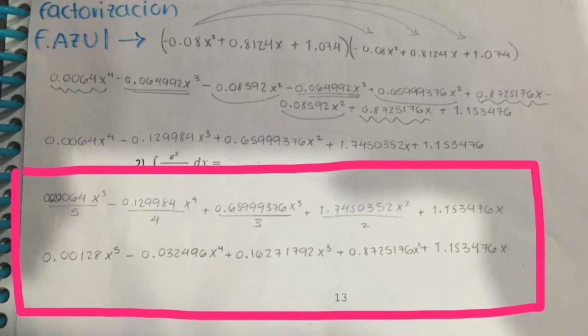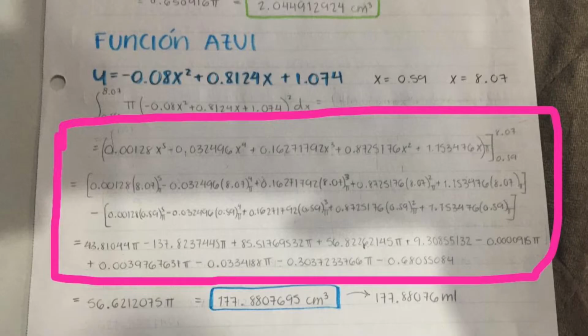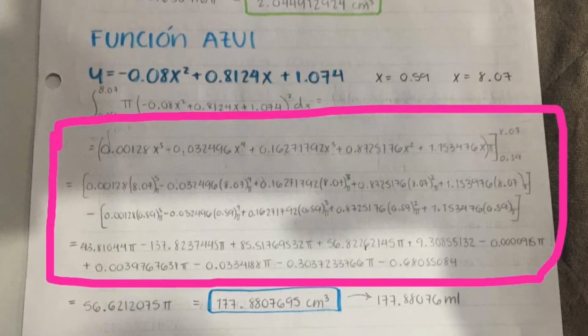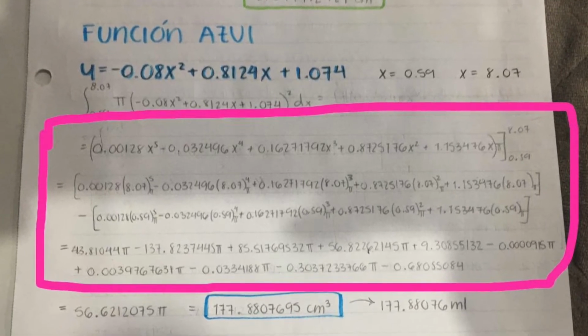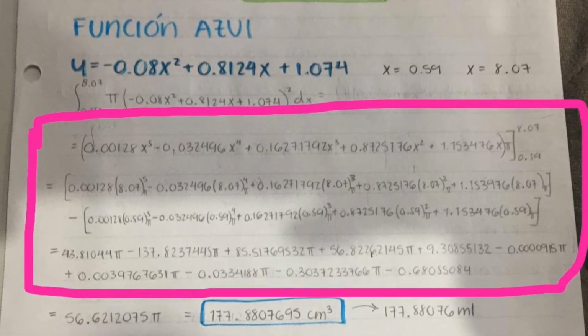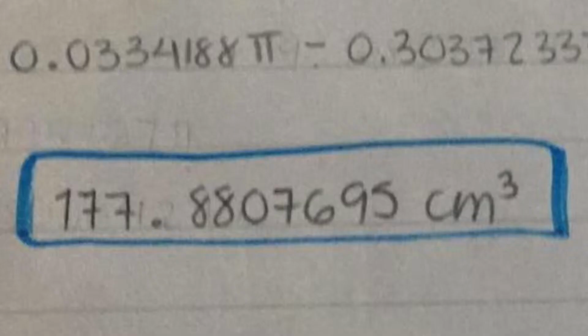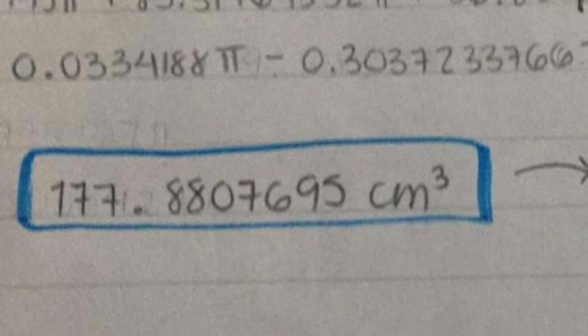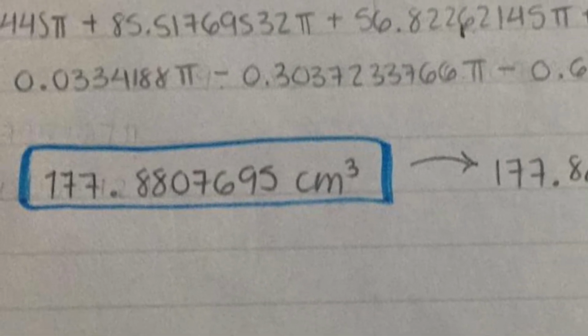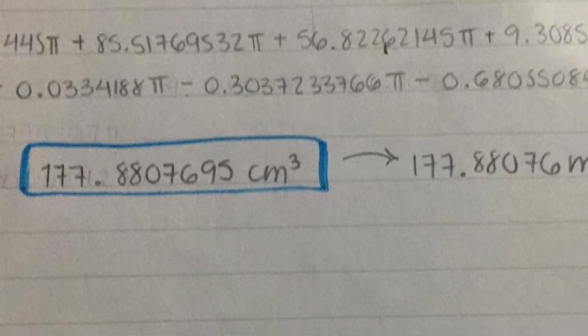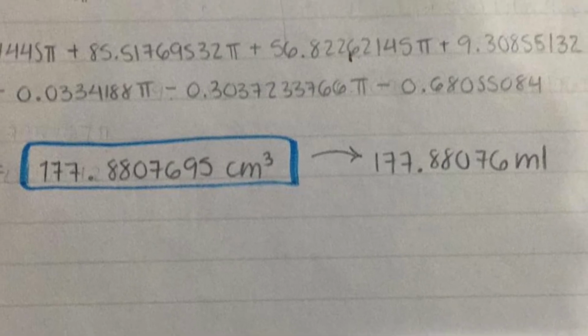Afterward, we integrate this function that we obtain. Then, we evaluate the function with the limits and subtract the function evaluated with the greater limit, minus the function evaluated by the lower limit. Obtaining these results, we change only the unit of measure from centimeters cubed to milliliters, since these units are equivalent.